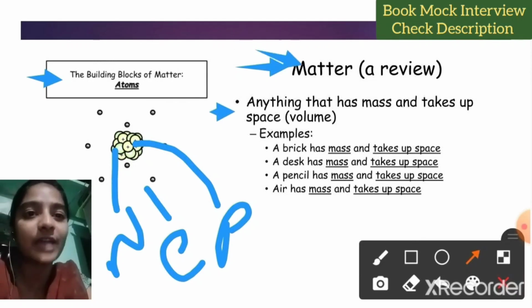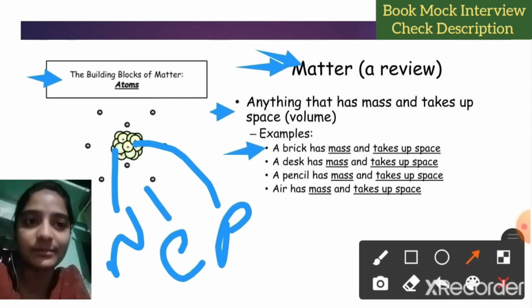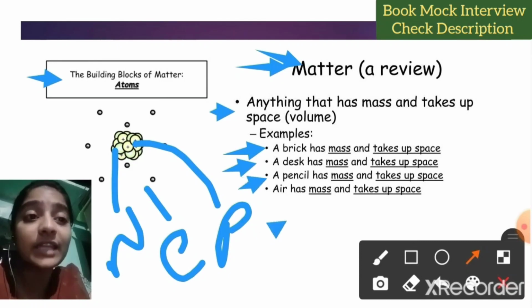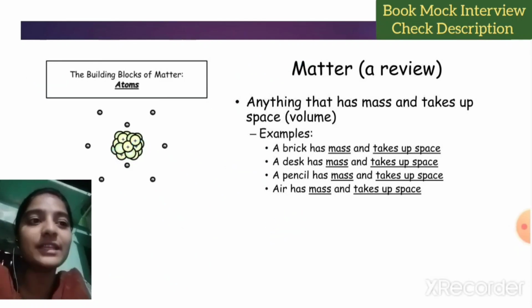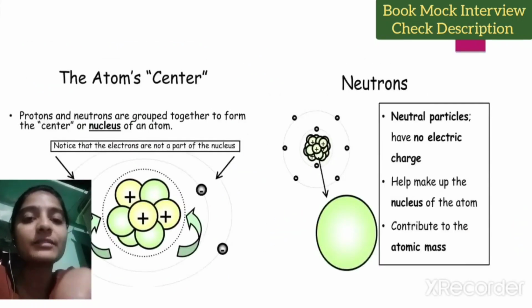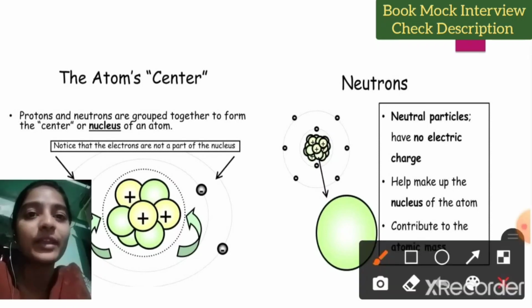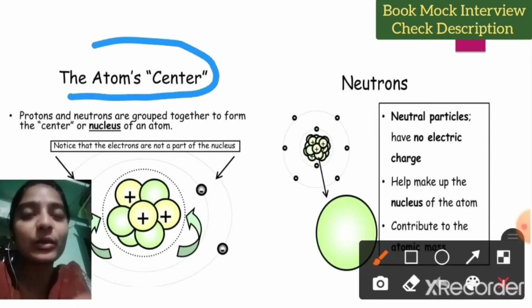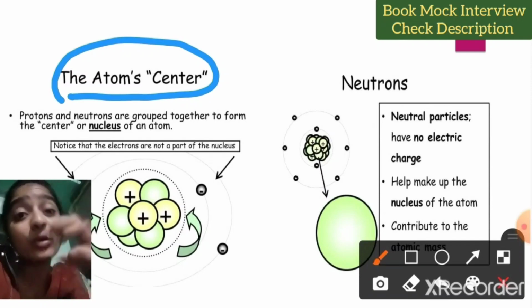The examples I have given: a brick has a mass and takes up space. A desk which we use in the classrooms also needs some space, right? A pencil which we are using, and the air that we breathe, intake and exhale, also needs space. Mainly coming to the structure of the atom, here, atom center. What is an atom? We know the atom, right? What is that atom made up of?